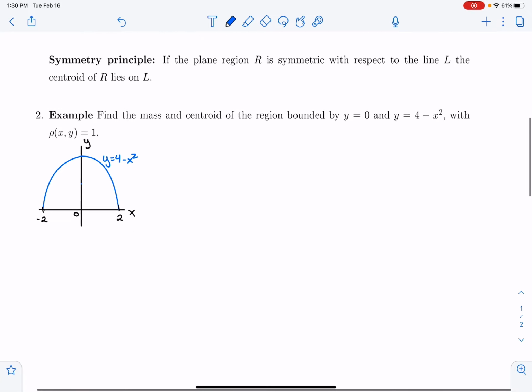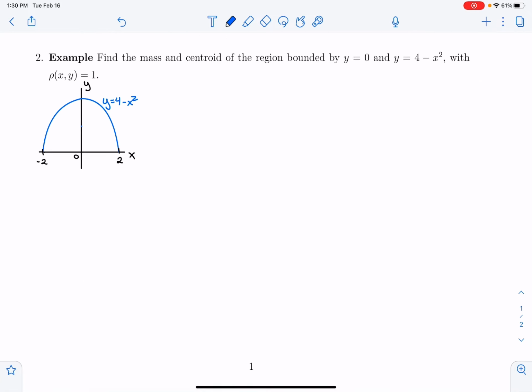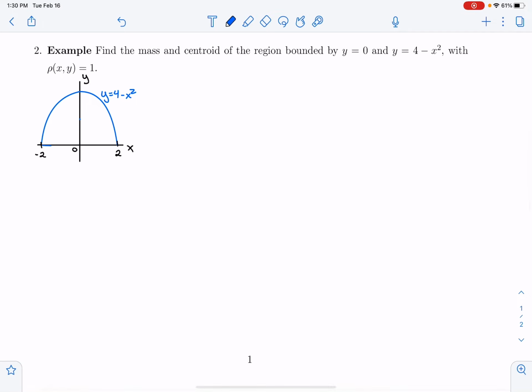So our example is find the mass and centroid, or center of mass, of the region bounded by y equals 0 and y equals 4 minus x squared. With, in this case, we're just going to have a density of 1. So what we have is this thin metal plate. It has a density. We're going to say it's 1. Okay, it's bounded above by y equals 4 minus x squared. And then, so that parabola, it's bounded below by y equals 0. So we want to find the mass of this shape.